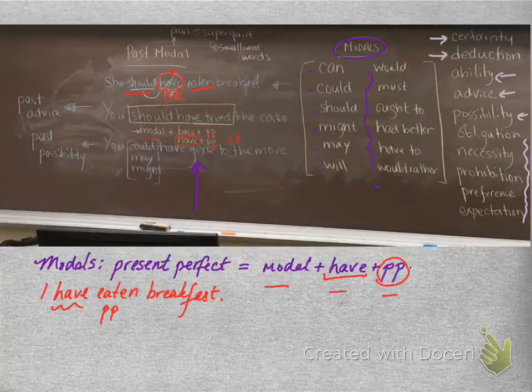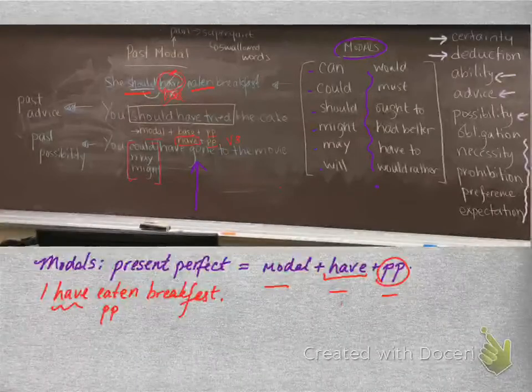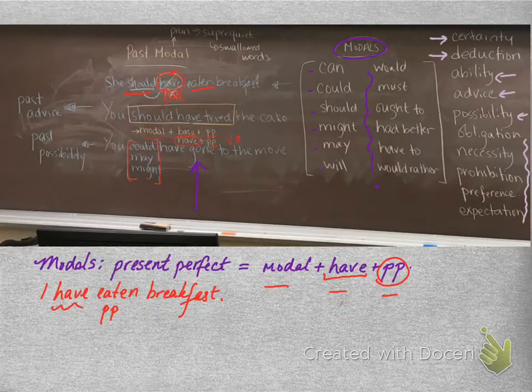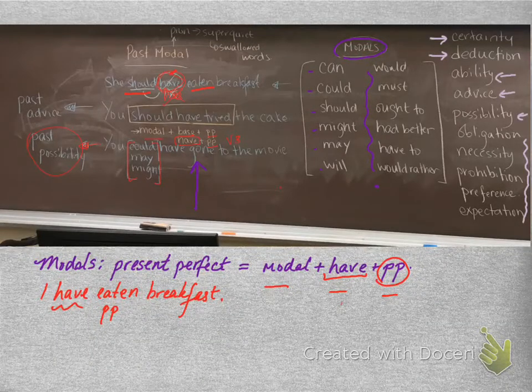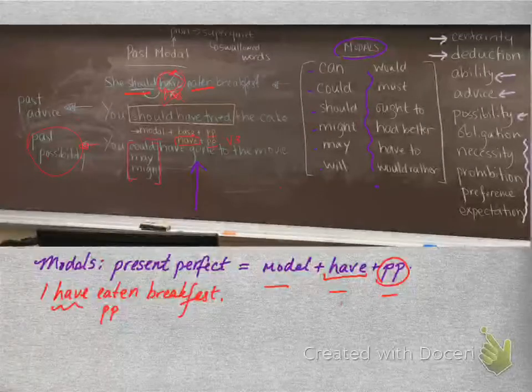Okay. If we look at the ones with could and might and may, we say you could have gone to the movie. You may have gone to the movie. You might have gone to the movie. Okay? And these ones are talking about past possibility. What are things that could have happened in the past but didn't happen possibly?